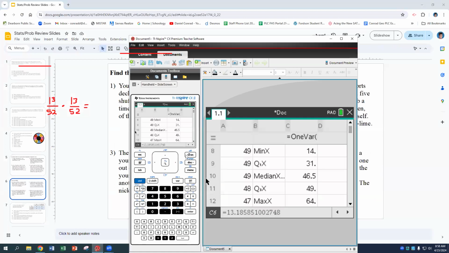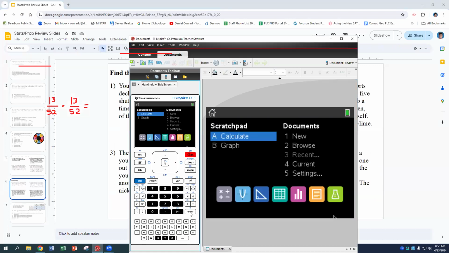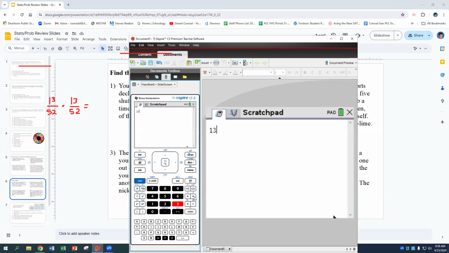So if we go to my calculator, we get 13 out of 52 times 13 out of 52, which gives us 1/16, right? Or if you want to make it look nice and neat, you can use control divide, 13 out of 52, times control divide, 13 out of 52. 1/16.